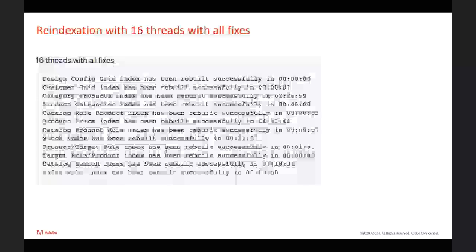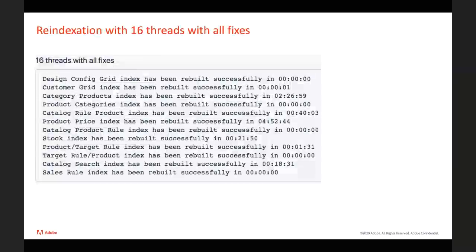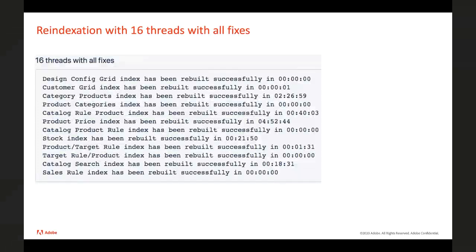The final result is reindexation, I want to mention, with 250 million ESQs and 16 threads. As you can see from the numbers, the full price indexer runs for only around 5 hours, and the search indexer runs only 18 minutes with 16 threads. We can go even further.